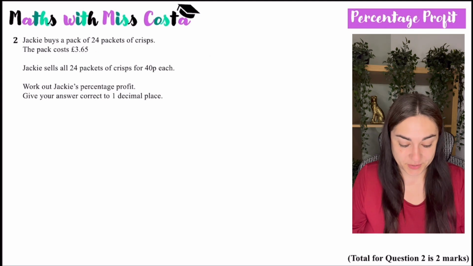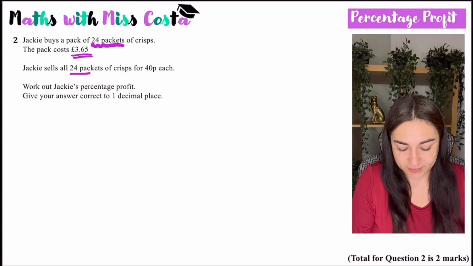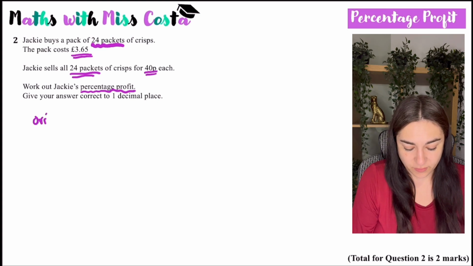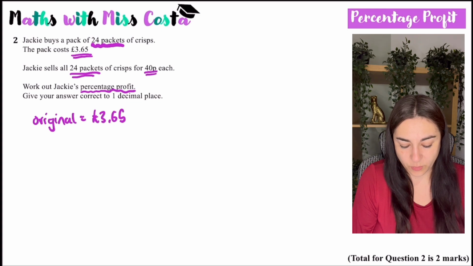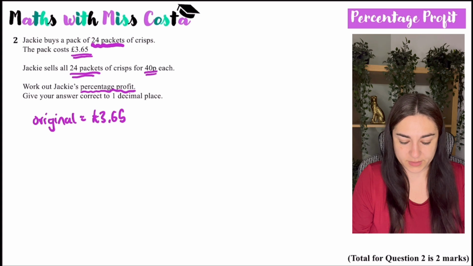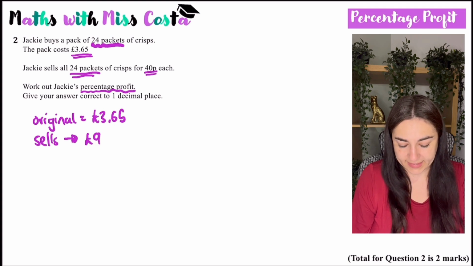So in this question, I'm told that Jackie buys a pack of 24 packets of crisps and that it costs £3.65. She then sells all 24 packets of crisps for 40p each, and I need to work out the percentage profit. So I know that the original cost is £3.65, and then I want to work out how much she sells it for. So if I do 24 times 0.4, that gives me £9.60. So she sells them for £9.60.